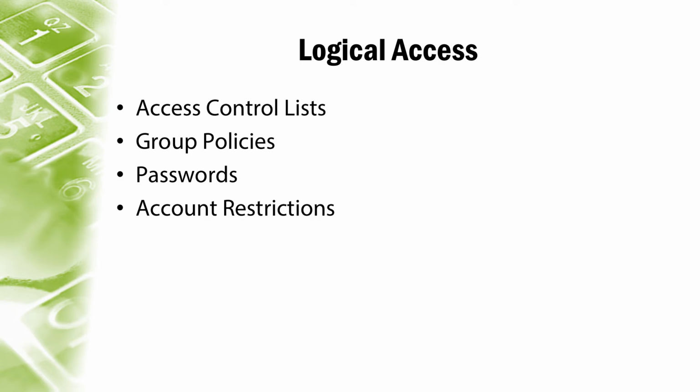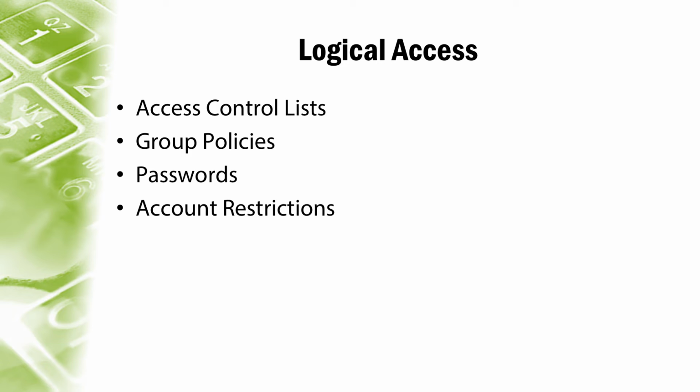Logical access control is done via access control lists, ACLs, group policies, passwords, and account restrictions. Access control lists are permissions attached to an object, i.e., a spreadsheet file, that a system will check to allow or deny control to that object. These permissions range from full control to read-only to access denied.